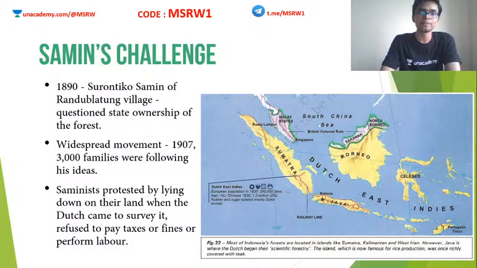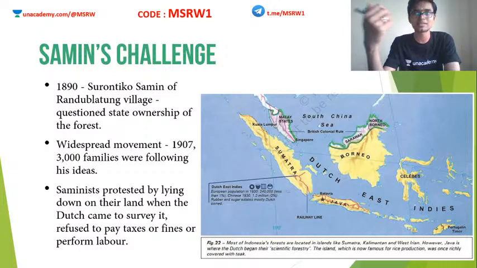In 1890, a person known as Surontiko Salmon of the Randung Blangtung village actually questioned the state ownership of forest. The Dutch people are saying that the forests are reserved for the state. So Salmon questioned this. He said, how can the state own a forest? Because the forest is grown from natural habitat. The state did not plant the forest. So how can they own it? So he started questioning this.